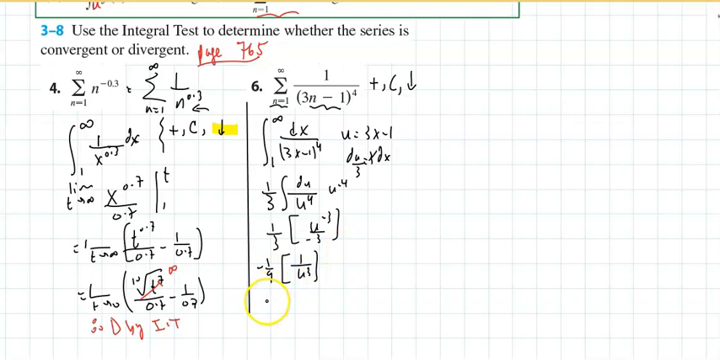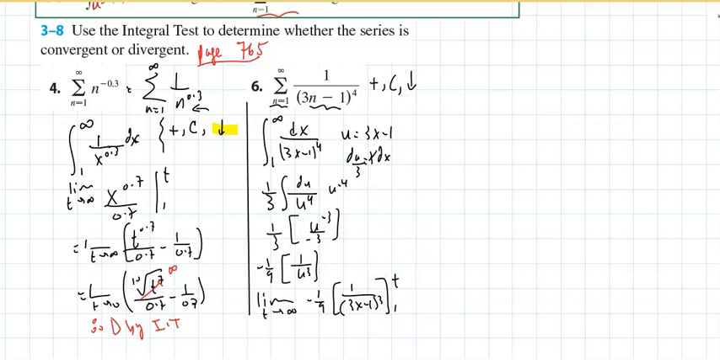And if I substitute back in, I'm looking at the limit as t approaches infinity of negative 1/9 of 1 over, u was 3x minus 1 cubed, minus 1 over 3x minus 1. I'm sorry, I'm rushing ahead. Evaluated from 1 to t.